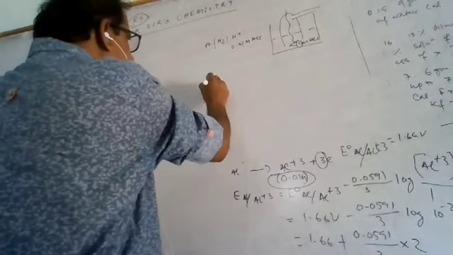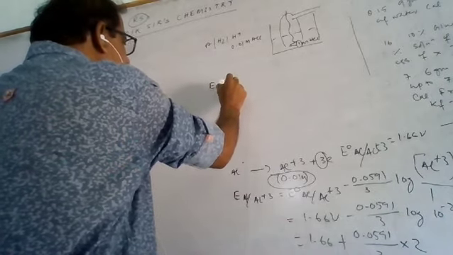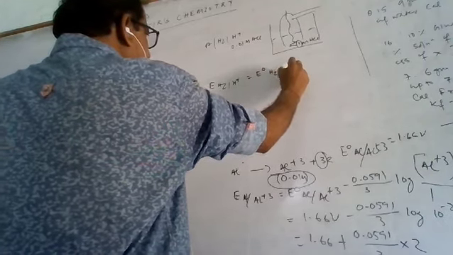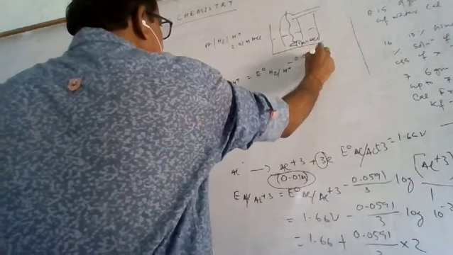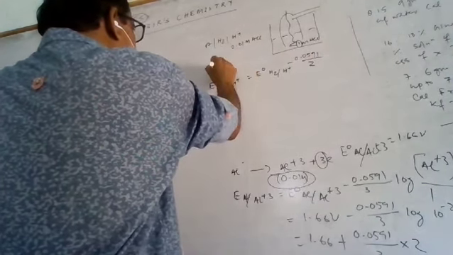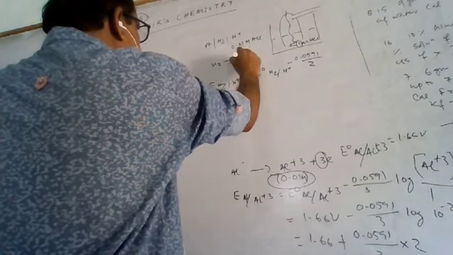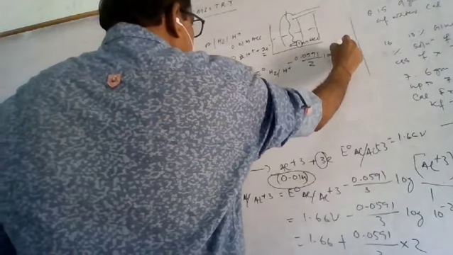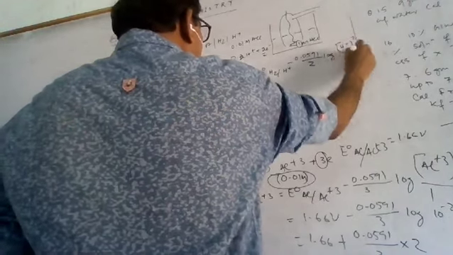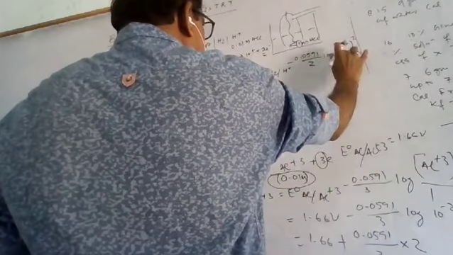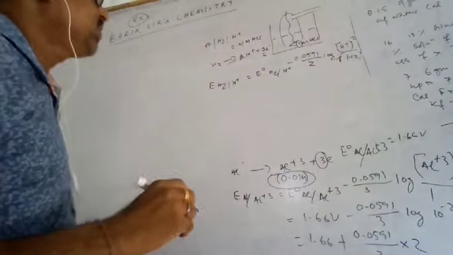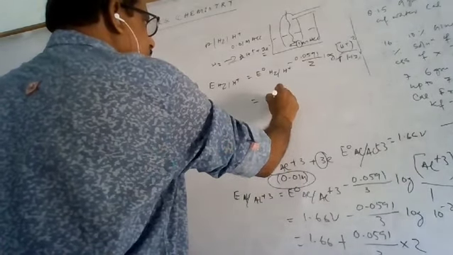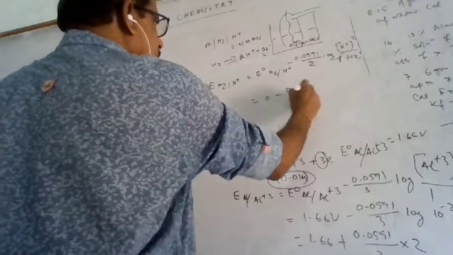So E of H2 to 2H plus is equal to E naught of H2 to 2H plus minus 0.0591 by 2, because the H2 will be converted to 2H plus and 2 electrons. So the number of electrons is 2, times log of H plus concentration to the power 2 by the H2 pressure. The E naught value is equal to 0, so that is minus 0.0591 by 2.